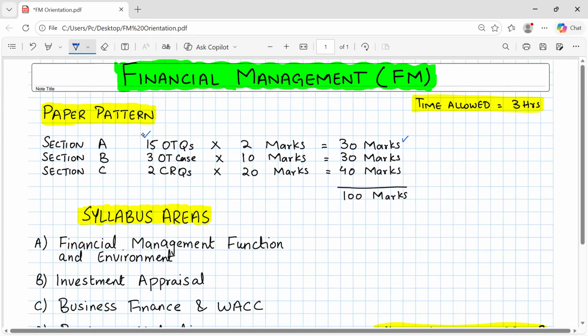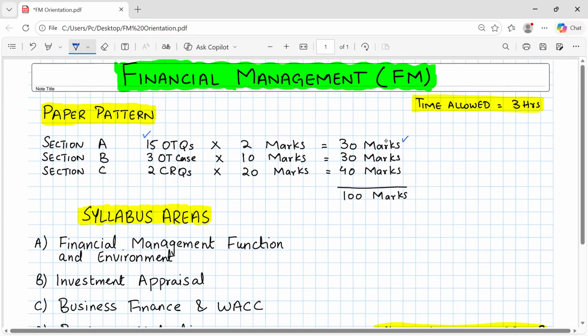Then comes section B. In section B, there will be 3 OT cases, or you can say scenario based questions. A scenario will be given to you, and from that scenario, further 5 OTQs will be asked. So you can say that regarding one scenario, 5 objective type question, each question carry 2 marks. So in total, 10 marks of one OT case or one case based question. Okay. So there are 3 OT cases. In total, 30 marks. Section B will be of 30 marks.